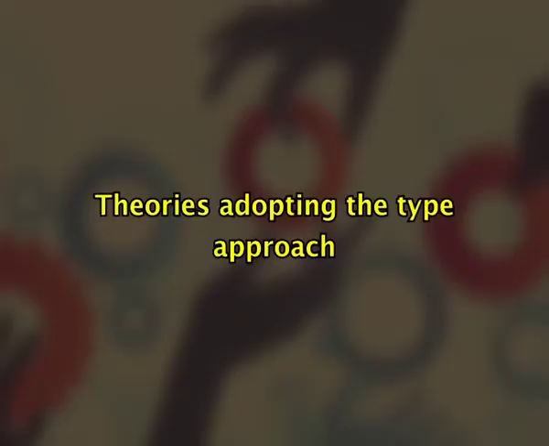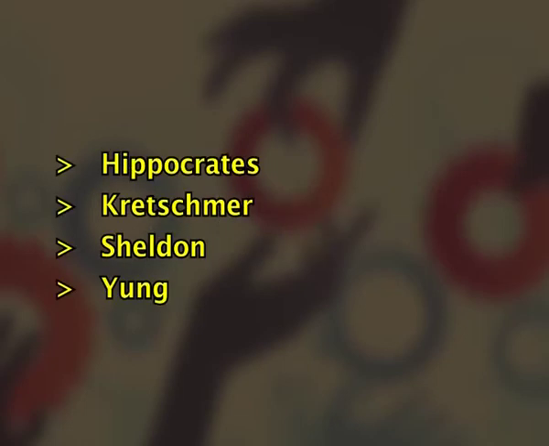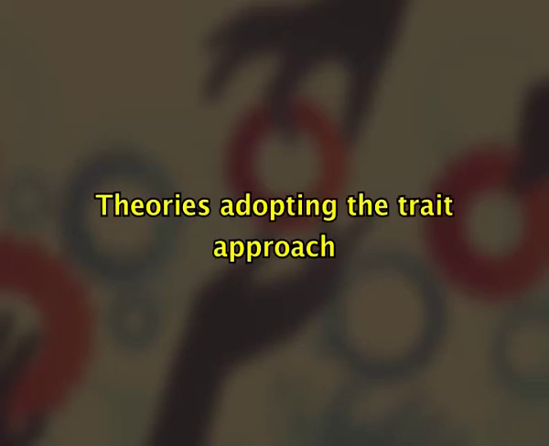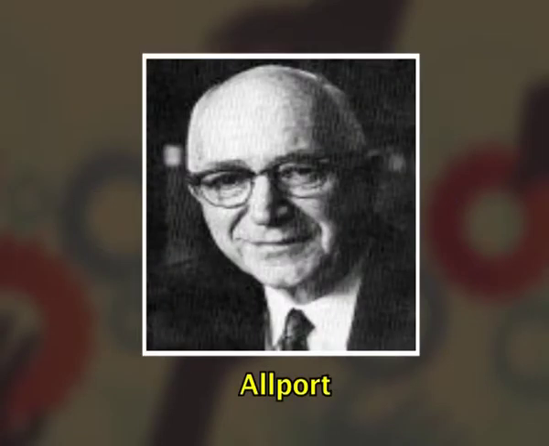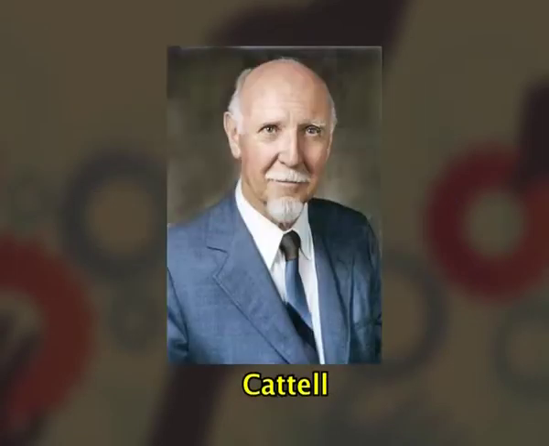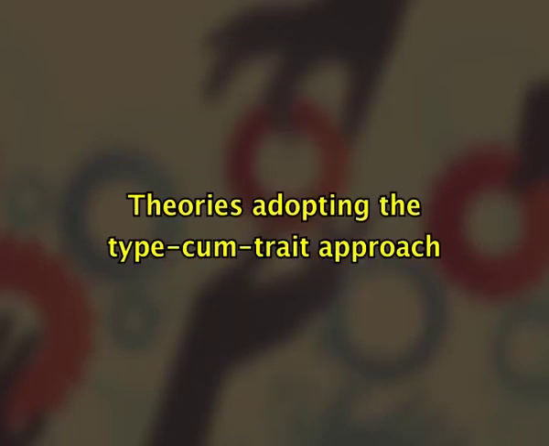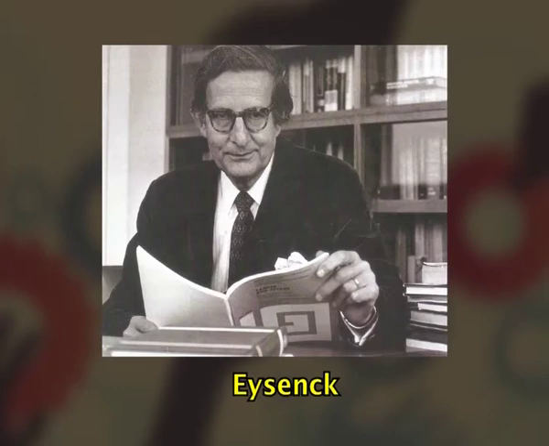Number 1, theories adopting the type approach. The viewpoints of Hippocrates, Kretschmer, Sheldon and Jung belong to this category. Theories adopting the trait approach: theories like Allport's theory and Cattell's theory of personality are based on this approach. Theories adopting the type-cum-trait approach: Eysenck's theory of personality can be put under this category.